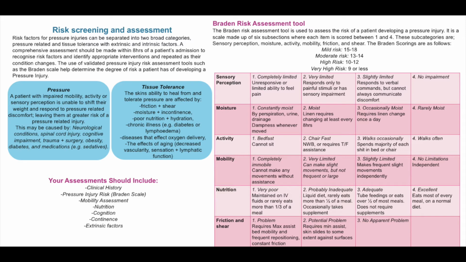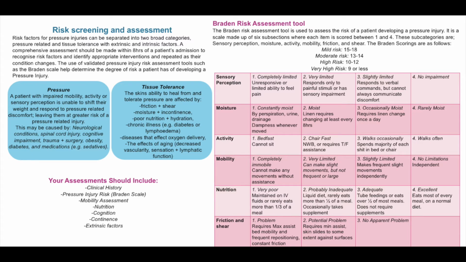When completing a comprehensive skin assessment, you should include the patient's clinical history, their pressure injury risk, their mobility assessment, nutrition, cognition, continence, and extrinsic factors affecting the patient, such as moisture, shear, and friction. The use of a validated pressure injury risk assessment tool, such as the Braden scale, helps assess the level of risk a patient is of developing a pressure injury.